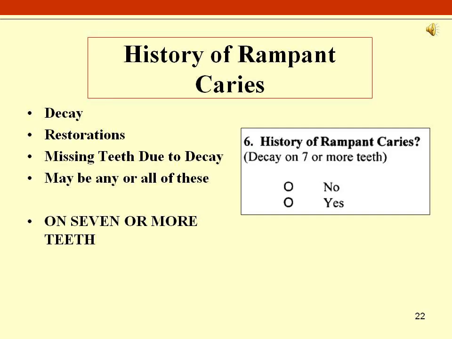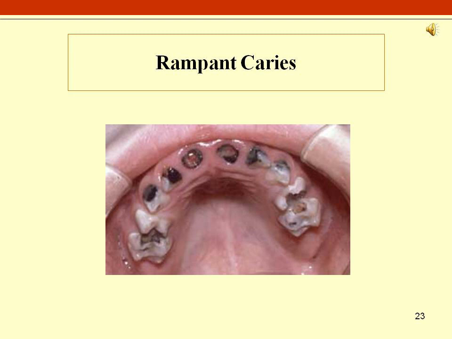The category of rampant caries is number 6 on the screening form. If you see evidence of decay, restorations, or missing teeth which are a result of decay on 7 or more teeth, please mark yes in this category. The key here is 7. 7 or more teeth impacted in any way by decay. Here is an example of rampant caries. This is noted by the obvious dental decay on 7 or more teeth. This is also an example of early childhood caries.